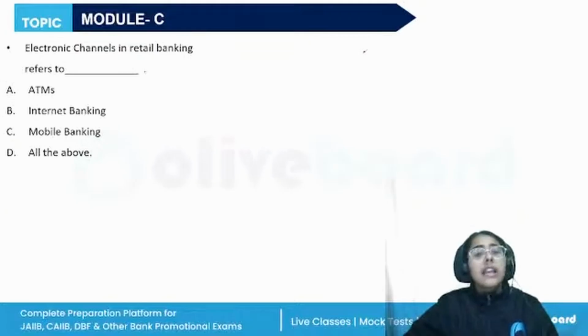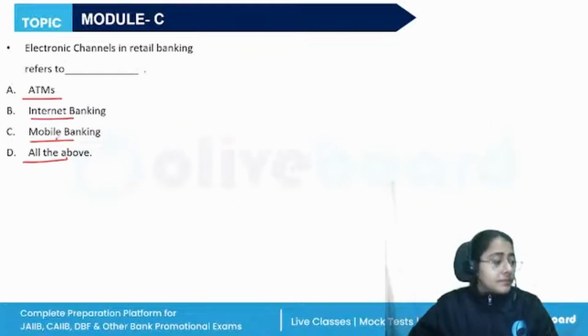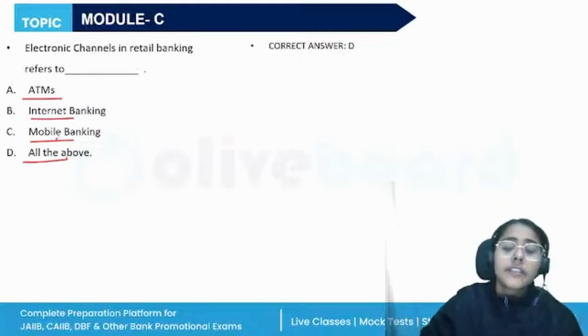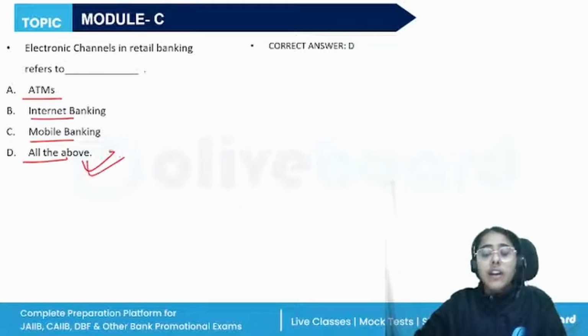Next question, electronic channels in retail banking. So there are multiple delivery channels in retail banking. We have the physical channels and then we have the remote channels. Remote channels also include the electronic. So which of the following is the electronic channel? Whether we are talking about ATMs, internet banking, mobile banking, or all of the above. Which of the following is correct? So the correct answer will be option D. All of the above are electronic channels.